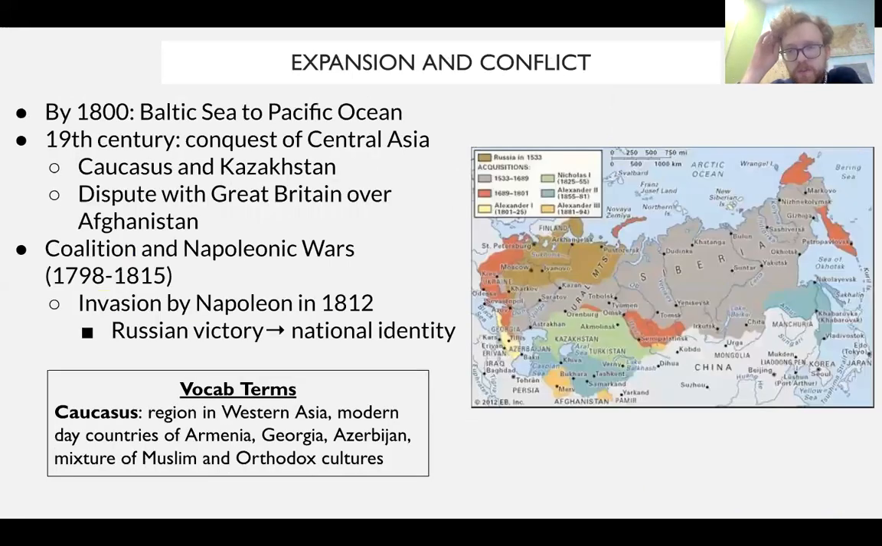Russia is going to expand, and it's going to expand by the end of the 19th century all the way down into as far as Afghanistan. But by the 1800s, Russia expands from St. Petersburg and the Baltic coast all the way to the Pacific Ocean, right up against Alaska. By the 19th century, we are going to see more advancement in Central Asia, especially coming up against powers like the Chinese and the Persians.